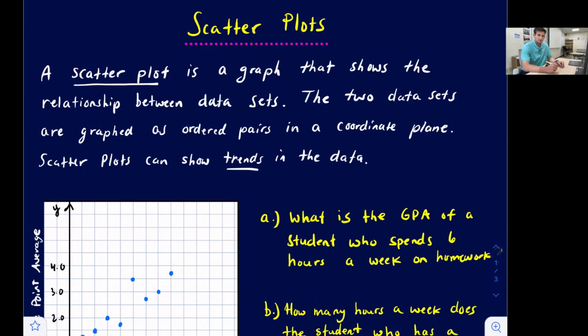Hello everyone, in this video we are going to look at scatter plots. So what is a scatter plot? A scatter plot is a graph that shows the relationship between two data sets. The two data sets are graphed as ordered pairs in a coordinate plane.